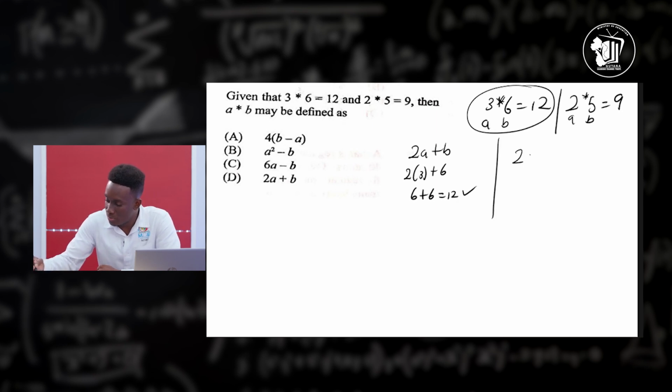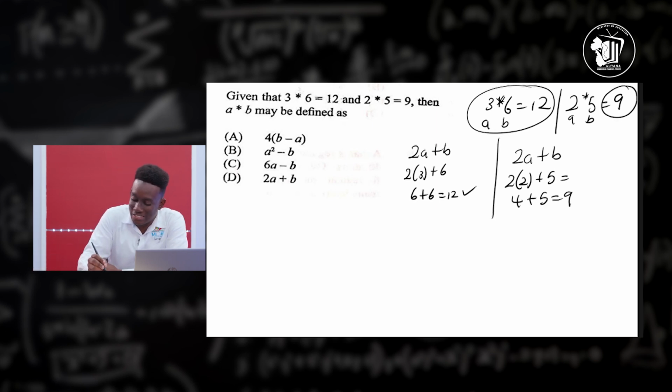So 2A plus B. So this will be 2 multiplied by A, which is 2 in this case, plus B, which is 5. And this should work out to 9. So 2 2s 4. 4 plus 5 would indeed give me 9. So it checks out here. So our answer is D.